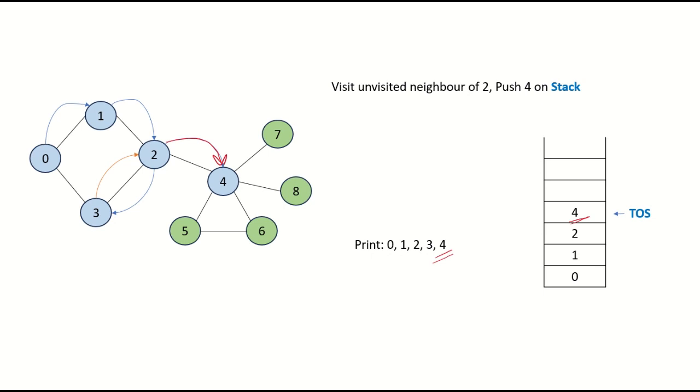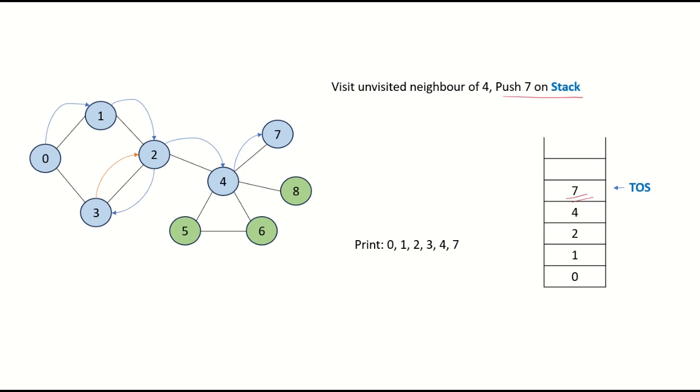From 4 again we can check its unvisited neighbors. If we check the unvisited neighbors of 4, they are 5, 6, 7 and 8. All of these are unvisited and we can pick any of these. So here in our example we have picked 7 and we have pushed 7 on the stack.